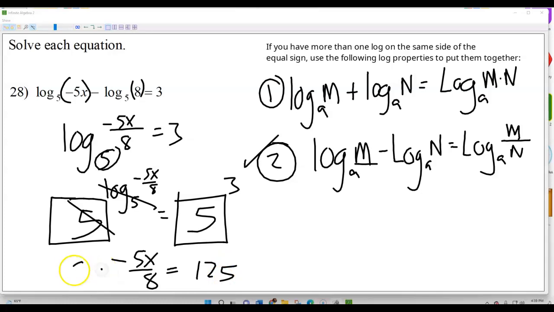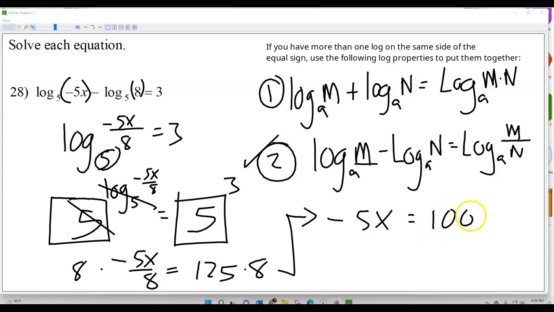So I'm going to multiply both sides by 8, which gives me negative 5x is equal to, I think I'll choose a calculator. I was going to do it mentally, but I don't want to put something wrong up. So it's 1,000. All right. Then we divide both sides by negative 5. And x is equal to negative 200.